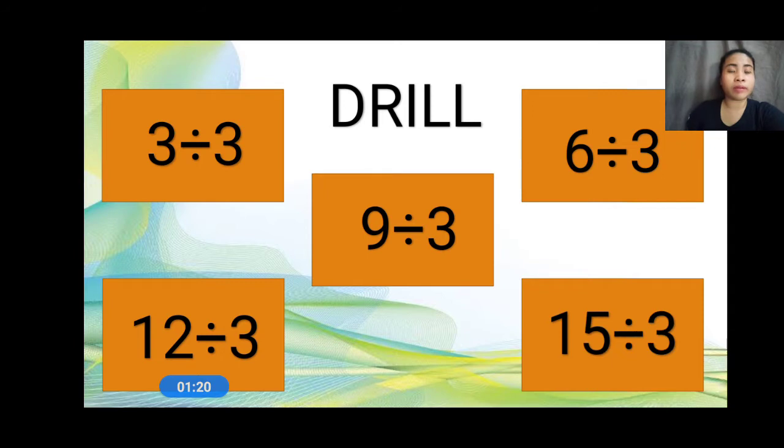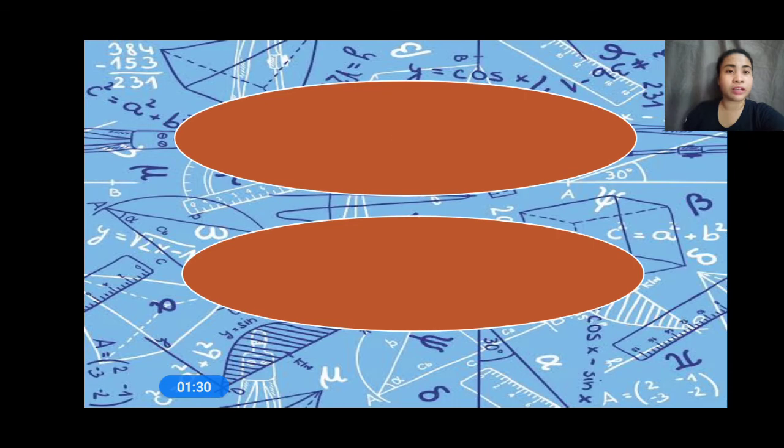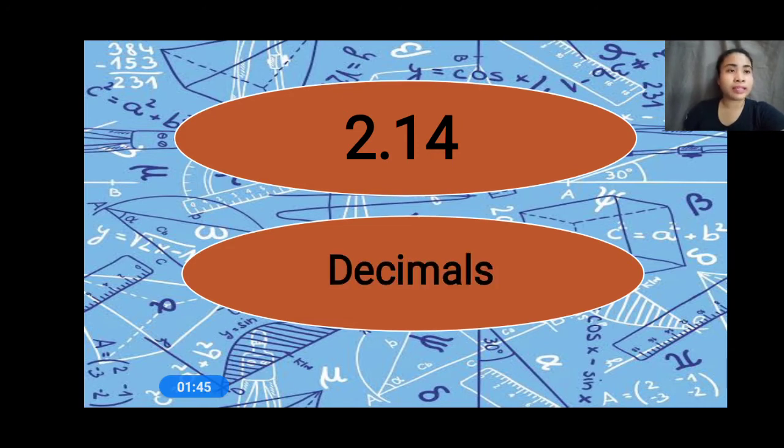Okay, so I'm going to show you something and then you're going to tell me what it is. Okay, so we have 2.14. So are you familiar with that number? Okay, so what do we call that number? Okay, very good. So that is a decimal.